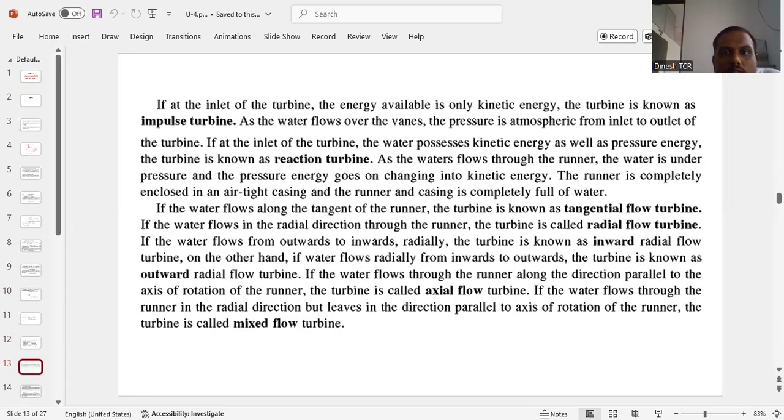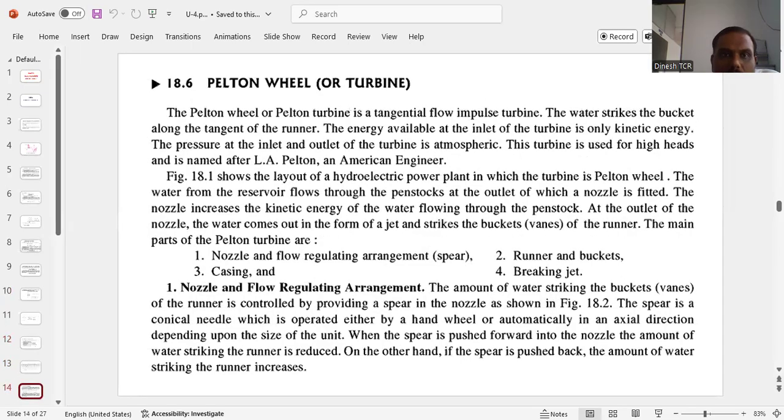As I already told you, if the energy available at the inlet of the turbine is only kinetic energy, then the turbine is known as an impulse turbine. If the water possesses both kinetic energy as well as pressure energy, the turbine is known as a reaction turbine.